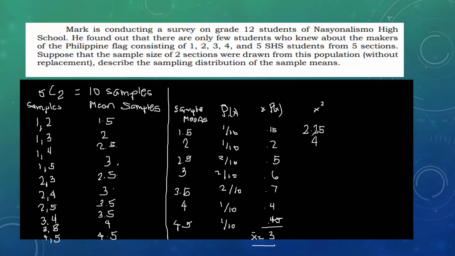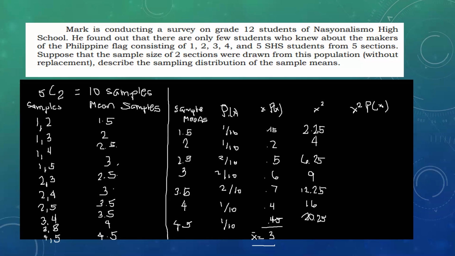Then 2.5 times 2.5, that will be 6.25. Then 3 times 3, that will be 9. 3.5 times 3.5, that is 12.25. Then this is 16. Then 4.5 times 4.5, this is 20.25. Then the next step is to multiply our x squared times p of x.